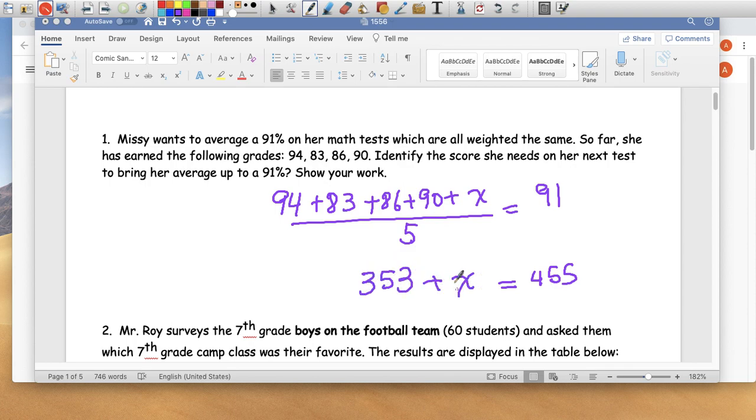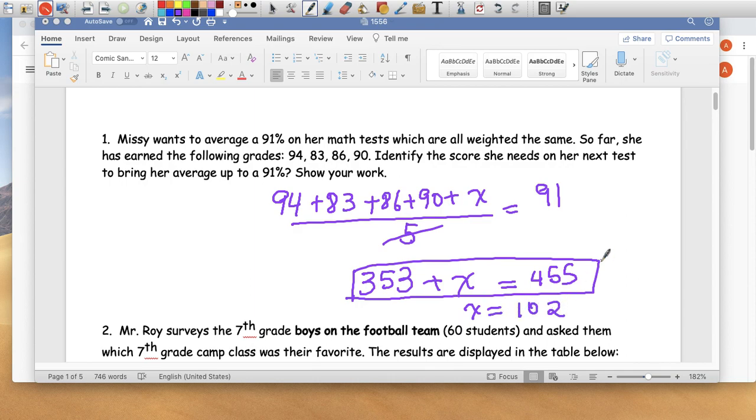And then plus x, right? Remember, the 91 is gone because of the cross multiply. So now it's a one-step equation: 353 plus what number equals 455? If you subtract 353 from both sides, you end up getting 102. So poor girl, she has to get 102 on her test. Basically, she has to get perfect on her test plus get 2 bonus points from watching the video. Okay, so this is how I would do it.